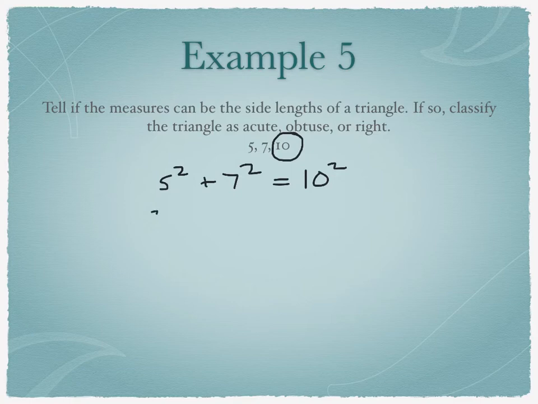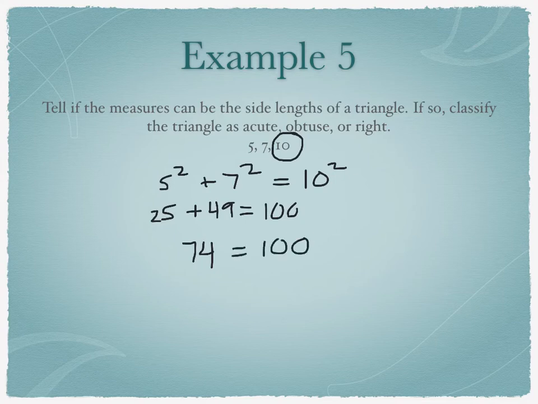So what's 5 squared? 25. And what's 7 squared? 49. And what's 10 squared? 100. So what's 25 plus 49? 74. Good job, guys. Is 74 equal to 100? No. So we know this is not a right triangle.